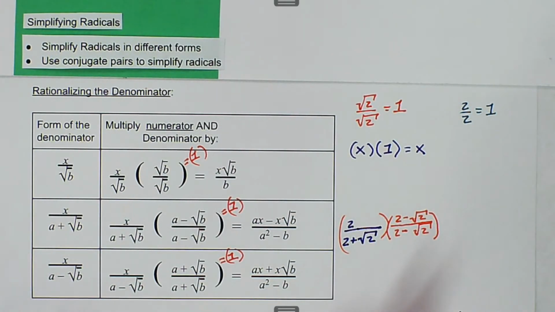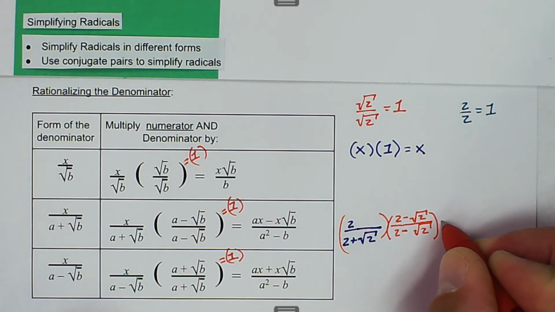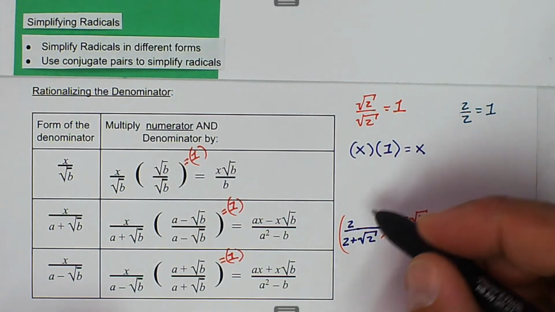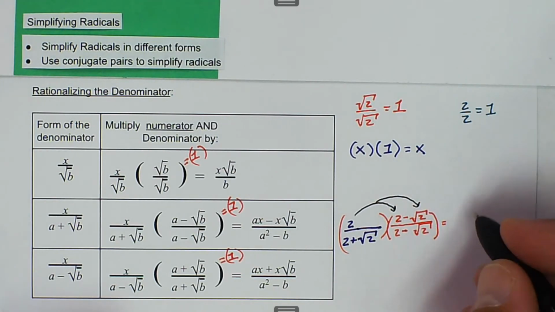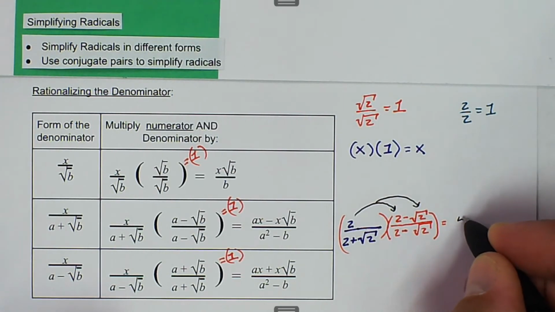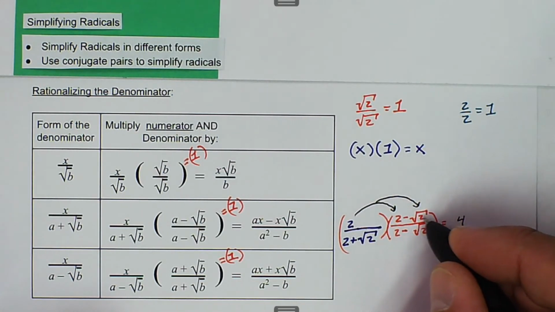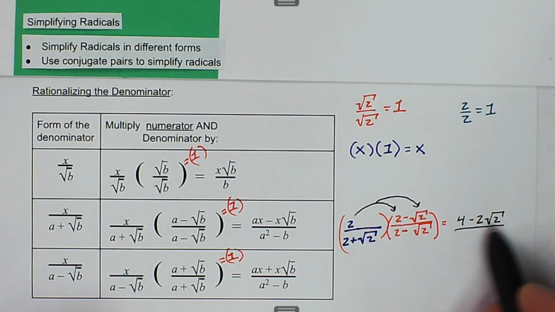So when we go and multiply this, in the numerator, we're going to take 2 and we're going to distribute it to both the terms in the numerator. So 2 times 2, that's 4. And 2 times negative square root of 2, that's negative 2 square root 2. We can't multiply those together, but we can write them next to each other, joined by multiplication.